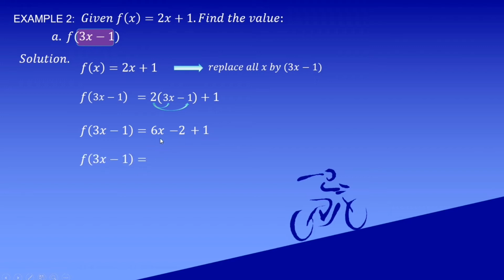Then, f of 3x minus 1. Copy 6x, since we cannot combine it. So, we combine negative 2 plus 1. That is negative 1. We cannot combine the two terms since one has the variable x. Then f of 3x minus 1 is equal to 6x minus 1.